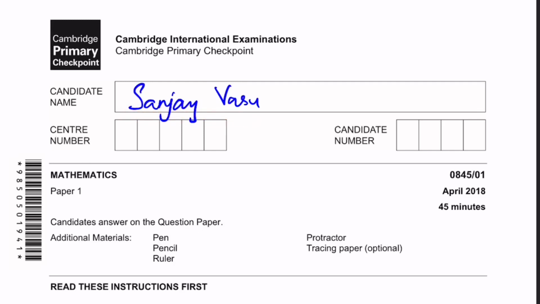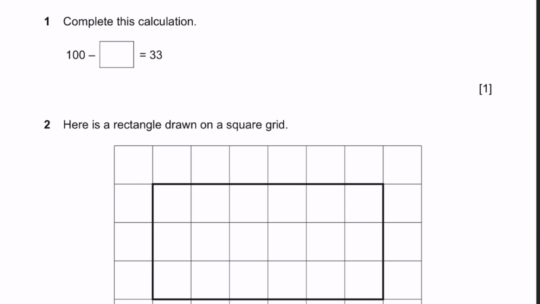This time I'm going to be doing it on Cambridge International Examinations Primary Checkpoint for Mathematics Paper 1 April 2018. Calculators are not allowed. Let's start. Question 1. Complete this calculation. 100 minus dash is 33. There's simply 100 minus 33, 67 should come over here.